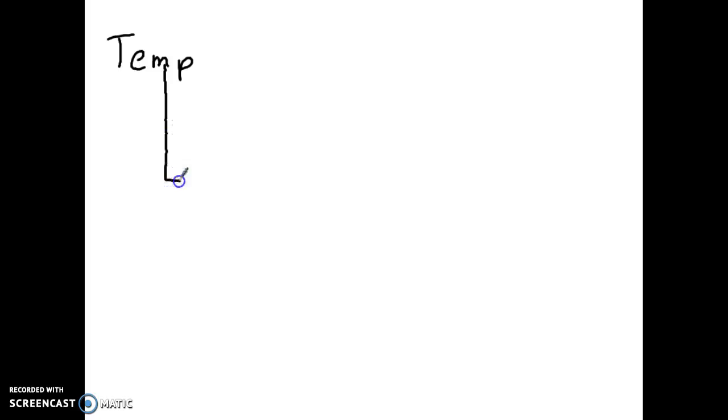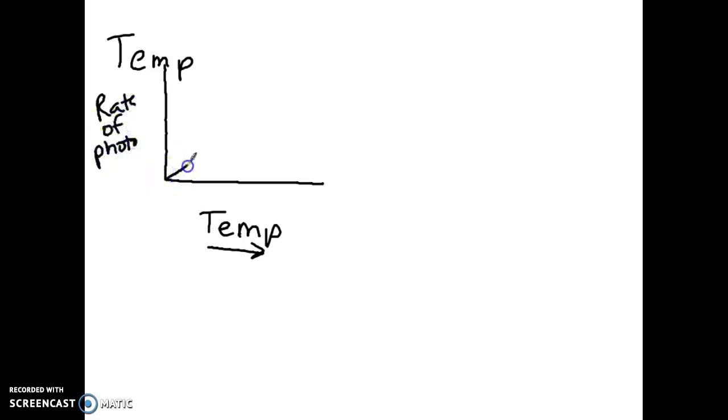So if I just set up a very simple graph where temperature will run along the x-axis, where from left to right we're talking cold, middle being warm, and far right being very hot in terms of temperature, so increasing temperature from left to right. And then over here we have the rate of photosynthesis. What will happen? There will be an increase initially.